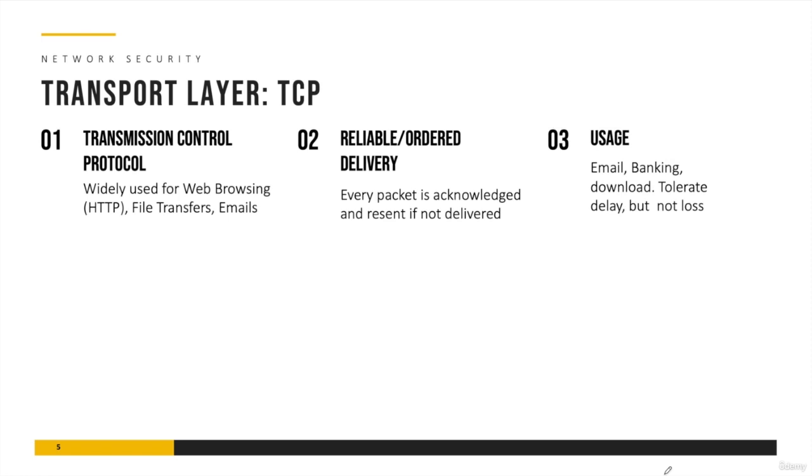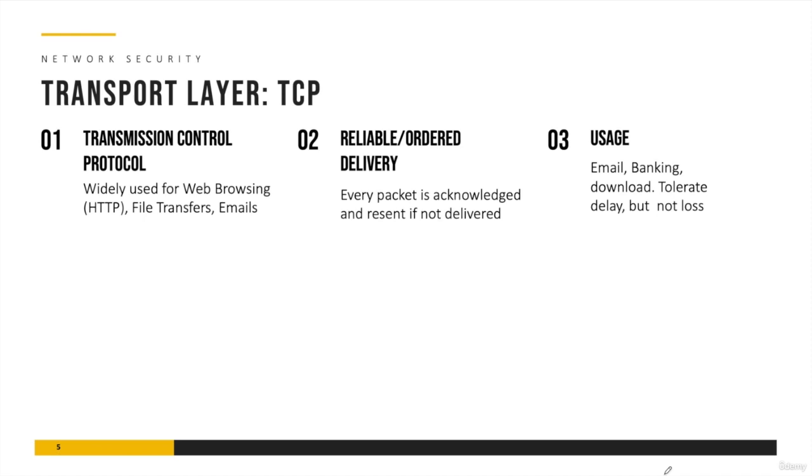The third point which we want to emphasize is that TCP is widely used for email, banking, downloads. So basically the key property of TCP is that it can tolerate delay, because if you send a packet and you don't receive an acknowledgement and you resend the packet, that introduces delay, but that's fine because the primary motivation of TCP is to avoid loss. TCP cannot tolerate loss. It can tolerate delay but not loss. For example, if you send an email, you want your email to be delivered completely.